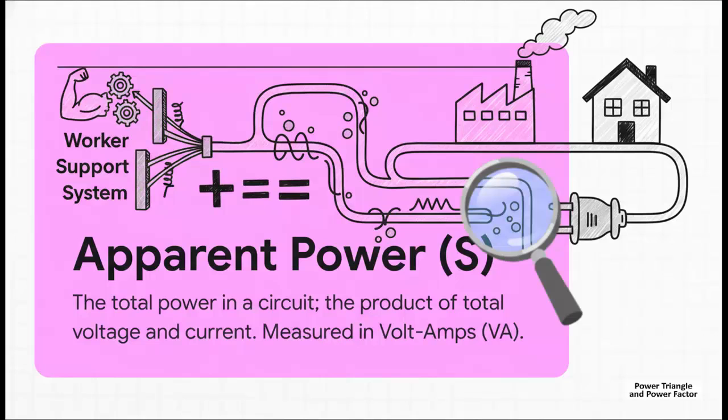And that brings us to our third and final character, apparent power, or S. Now this is the total power the utility company has to generate and send down the power lines to your house. It includes both the worker power and the support system power. This is what you get when you actually multiply the total volts by the total amps in an AC circuit.